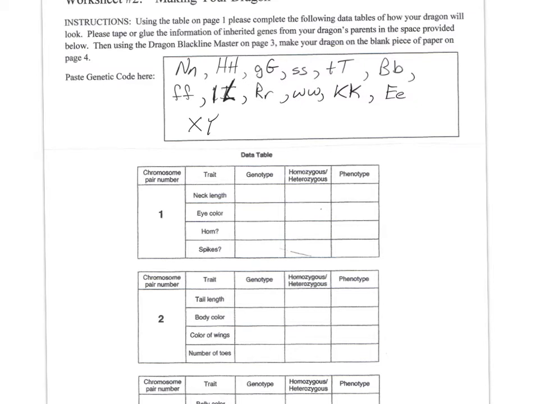Okay, so now we look at the genotype for each of these, and you fill them in based on your code. Now this is chromosome what? What does it say? Chromosome pair, right? Chromosome pair, because every chromosome has how many? 2.